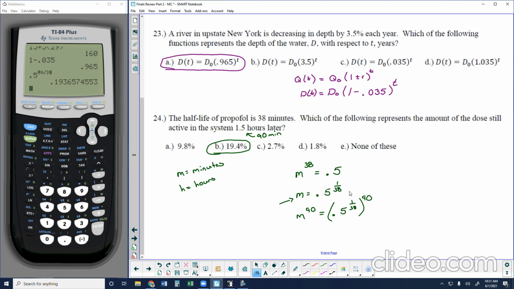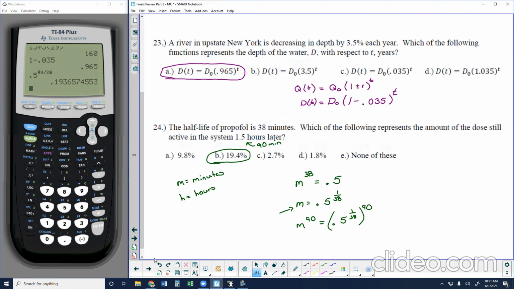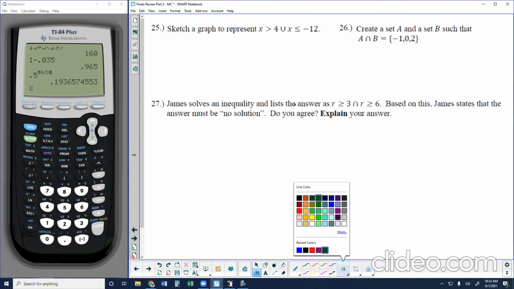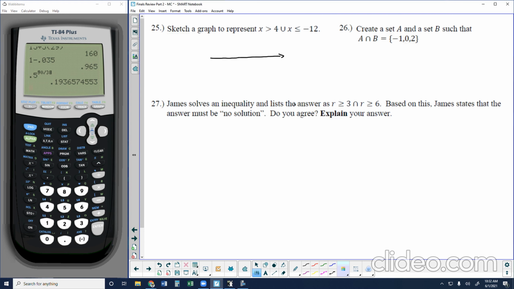Let's go ahead and take a look at another example. Now we're getting out of multiple choice into some short answer, or what would be like our part 2 questions. So in problem number 5, it's 25, it says sketch a graph to represent x is greater than 4 or x is less than or equal to negative 12. So in this case, we're wanting to deal with a number line. So I'm going to go ahead and sketch out a number line here.